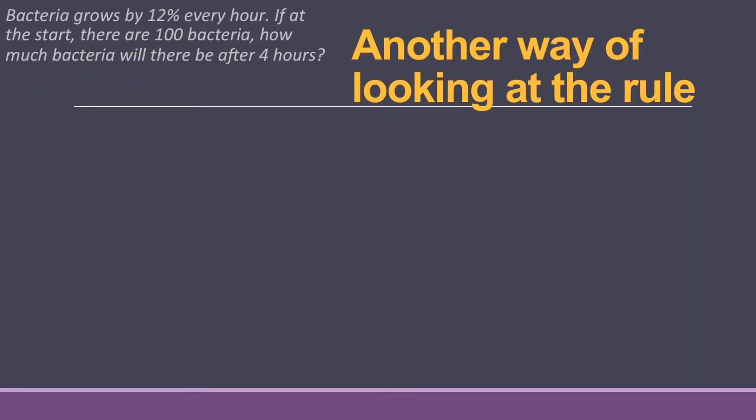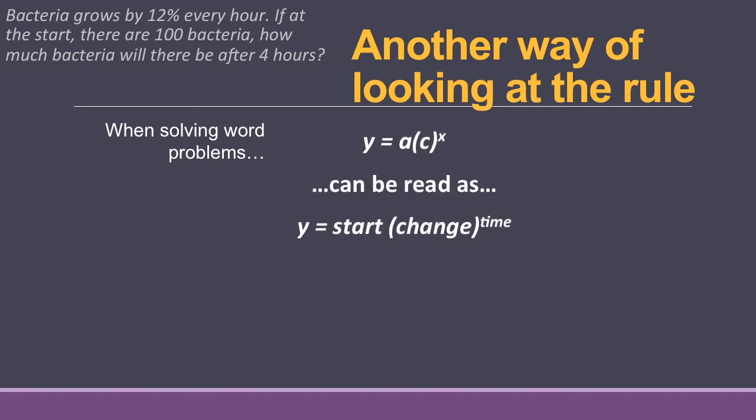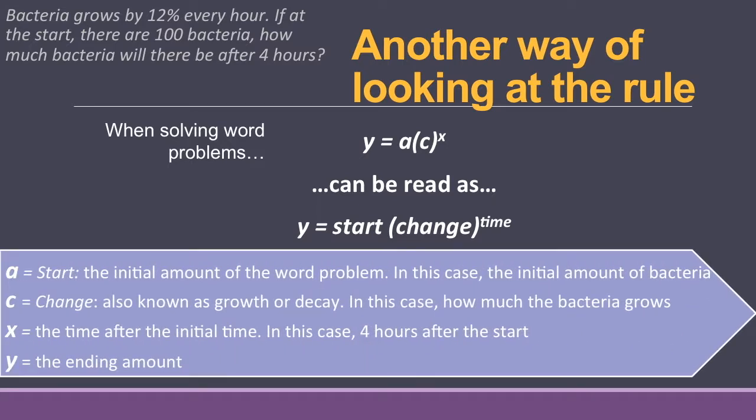There's another way of looking at the original rule y is equal to ac to the x. When you solve word problems, you can take that function rule and you can read it as y is equal to start times change to the power of time. And I'm going to explain what each of these things means. So in this case, when you have a word problem, a is the start, also known as the initial amount of the word problem, where the word problem starts. In this case, the one that I've given you, the initial amount is the initial amount of bacteria. How much bacteria is there at the beginning of this problem?